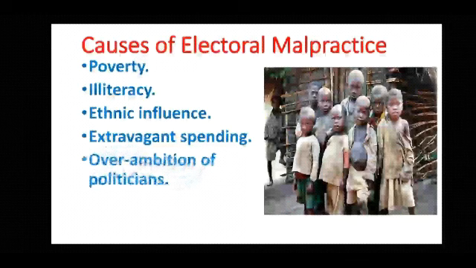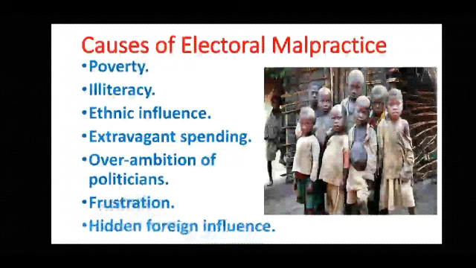Many of them are not popular in their constituency, so they are ready to do anything to manipulate and falsify electoral figures. Another thing is frustration. Some politicians who have lost in elections on many occasions are now frustrated and they may engage in different unlawful means to win the election. Again, we have hidden foreign influence. Some foreign countries are secretly involved in sponsoring some candidates or political parties in other countries.